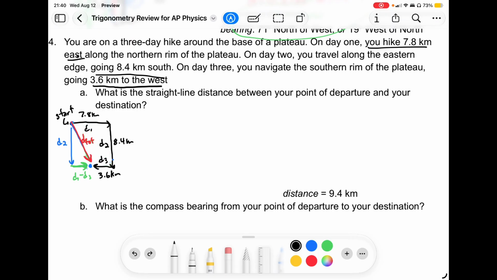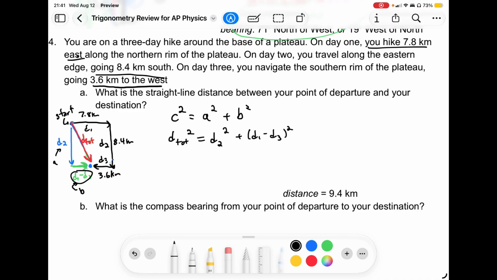So now let's think about our Pythagorean theorem. Again, we've got c squared, our hypotenuse, equals a squared, one of our sides, plus b squared, one of our other sides. So we'll call c our D total, and that's going to be squared. That's going to equal a. We'll just call this our side a over here. We use D2, that southward movement, as our side a, plus side b, which we'll use as this guy, D1 minus D3. So D1 minus D3, and that'll need to be squared.